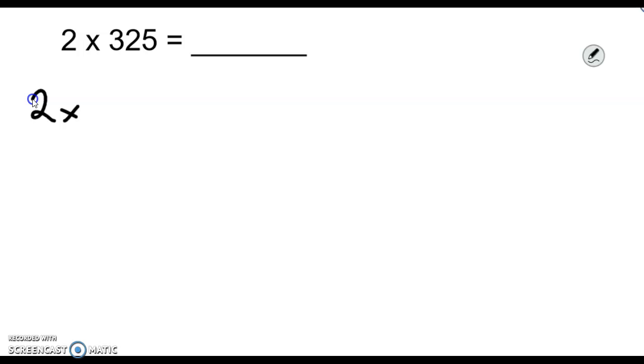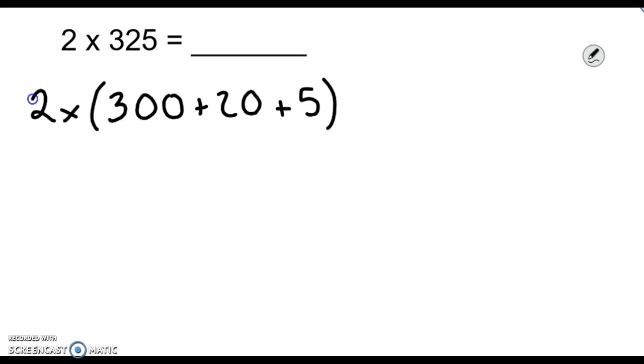Now we have to break up this 325. Well, how do you break that up into its parts? Well, let's look at its values. So if we say 325 out loud, we can write it just like that: 300 plus 20 plus 5. Because we have the 300, we have the 20, and we have the 5.